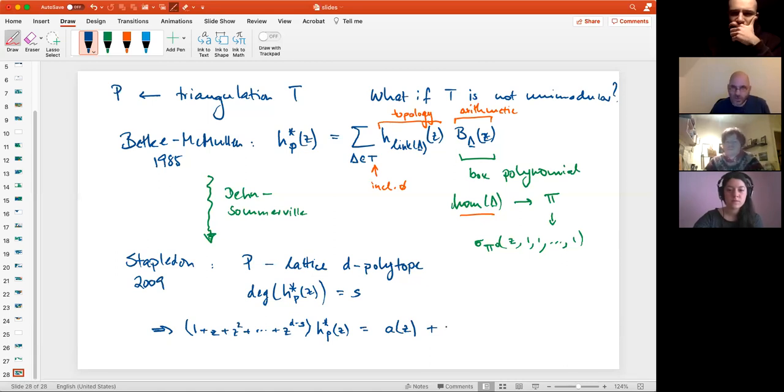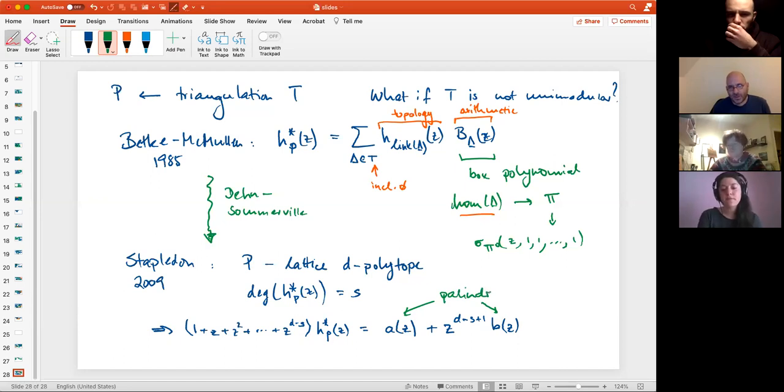And I claim one of them I can multiply by z to the d minus s plus 1. That's not super important. What's important is that I'm going to do this in such a way that these two polynomials are both palindromic, so their coefficients are symmetric. It turns out you can always do that.